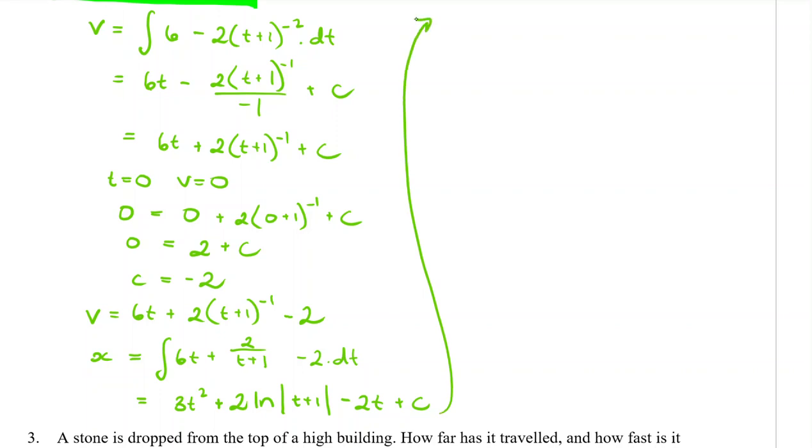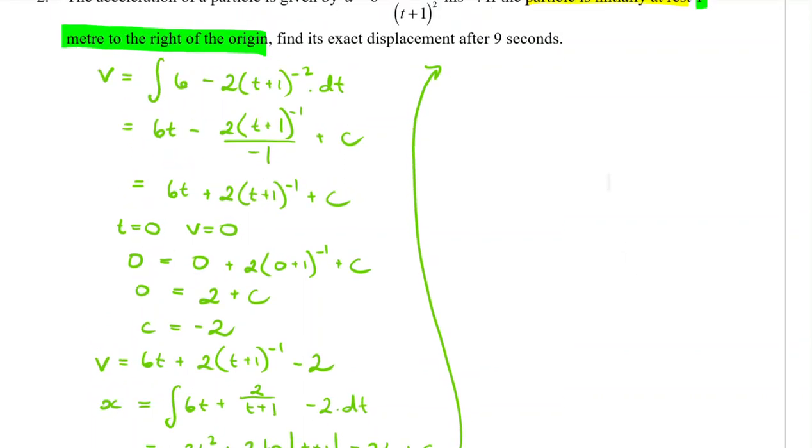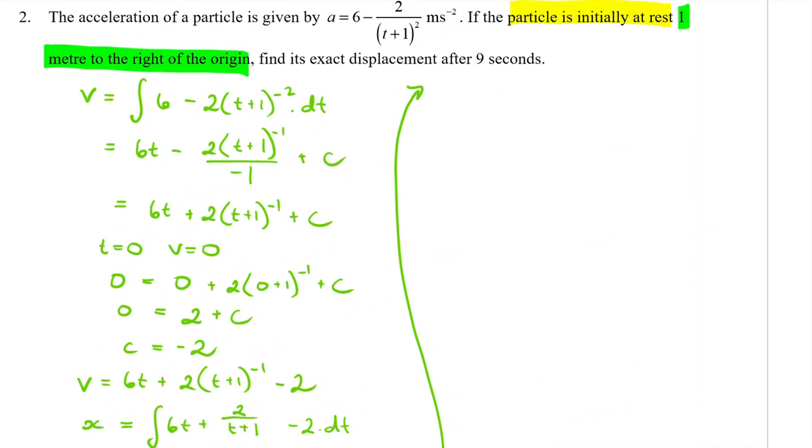What information do we have? That was the green stuff. Our particle is 1 meter to the right. That's x equals what? X equals a positive 1. X equals 1 to the right. It's positive. And that is still initially, because it's kind of in the same sentence. The particle is initially at rest and 1 meter to the right. Okay, so still when time equals 0. So I'm going to sub in when time equals 0, my displacement is equal to a positive 1.